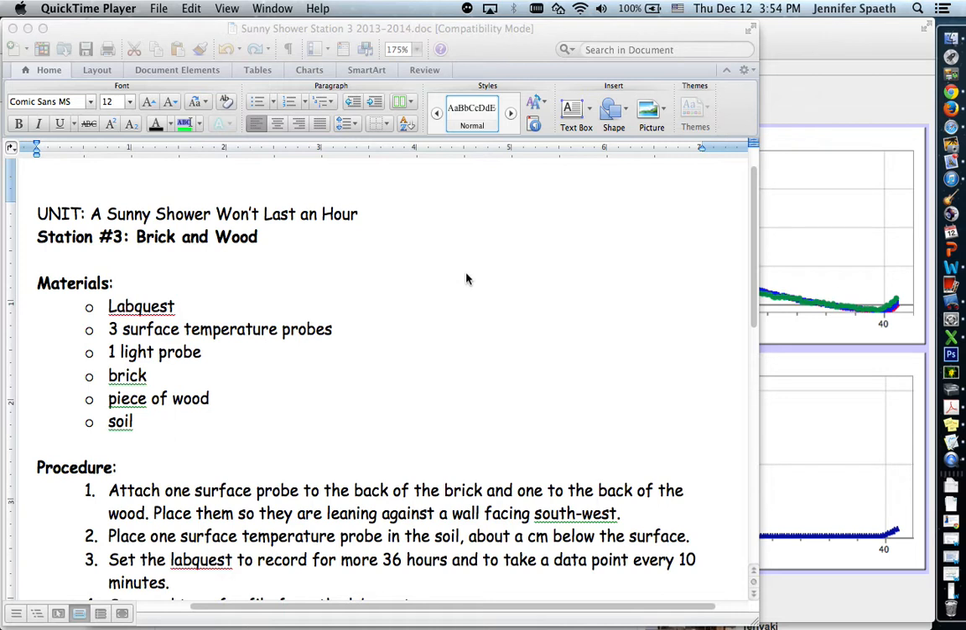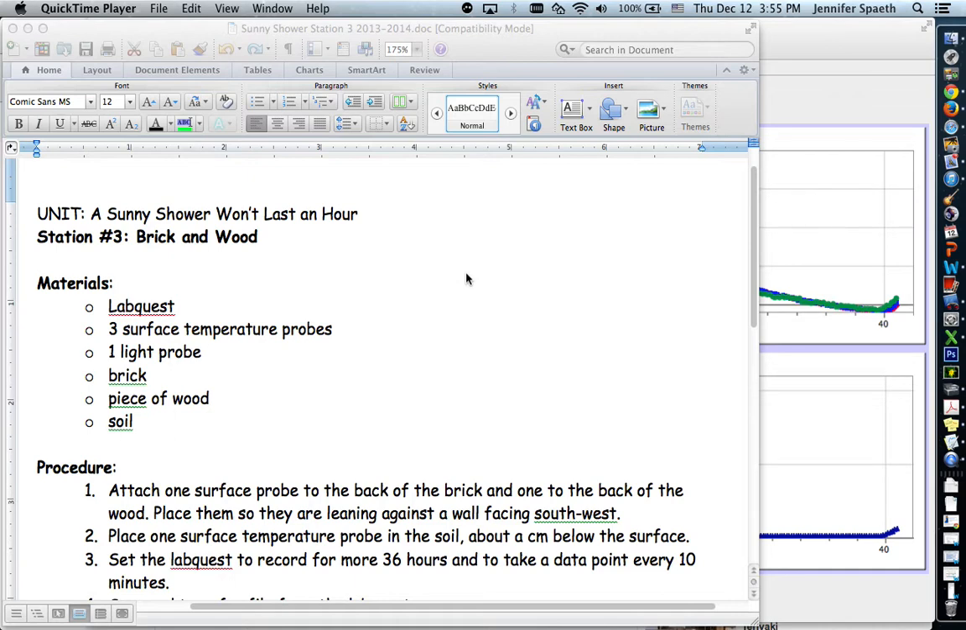And you should be comparing materials that were adjacent to each other. But still, there's a lot to be said about things that ended up being a lot hotter than other things and why. Then, if you do finish that, you're going to be working on Station 3.